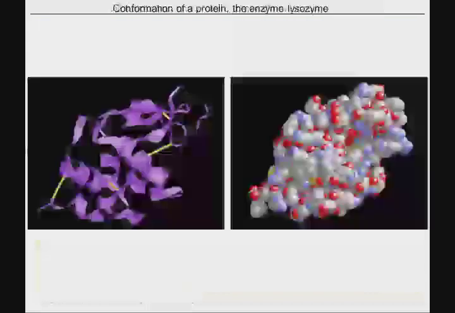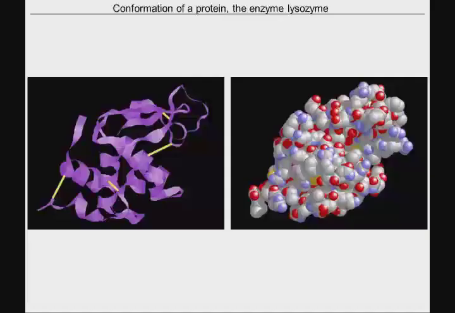Now let's look at some proteins. So this is a depiction of the enzyme lysozyme. This is stuff that you find in your tears that helps to fight bacterial infection. But ultimately what you see here is this ribbon structure, and then again the space-filling structure where you can see each atom.